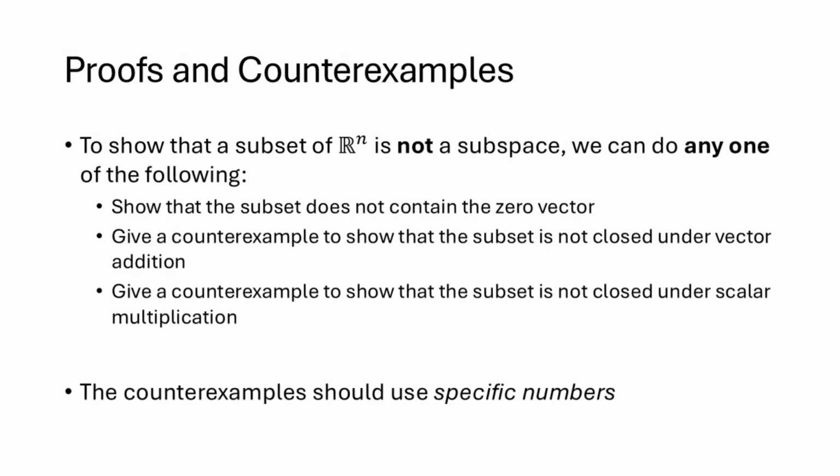On the other hand, if you want to show that a subset of Rn is not a subspace, all you have to do is show that one of the 3 parts of our definition of subspace is not satisfied. You either need to show that the subset does not contain the 0 vector, or give a counterexample to show that the subset is not closed under vector addition, or give a counterexample to show that the subset is not closed under scalar multiplication. Any one of these is sufficient to show that your subset is not a subspace. And if you're finding counterexamples, then those counterexamples should use specific numbers to show that the counterexample works.